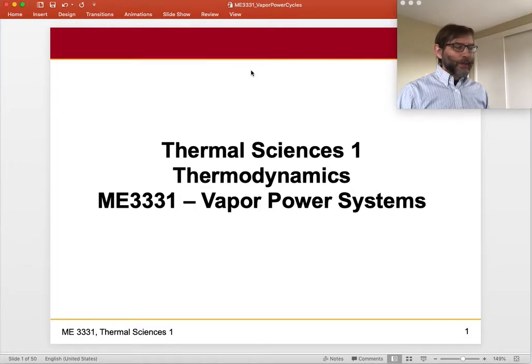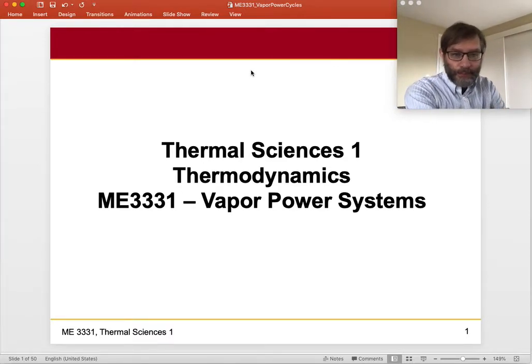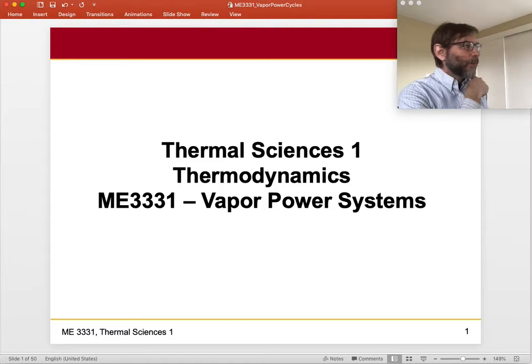We're actually entering the portion of the class that I like the best, which is thermodynamic cycles, because thermodynamic cycles are useful things that we deal with in everyday life, even if we don't know it. For instance, vapor power cycles: if we ever use electricity, which most of us do, we're using the product of a vapor power cycle. So that's pretty cool.